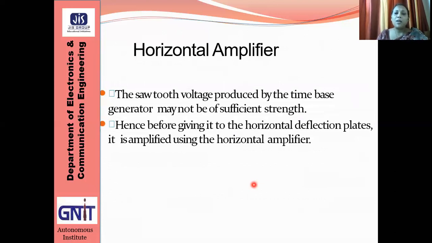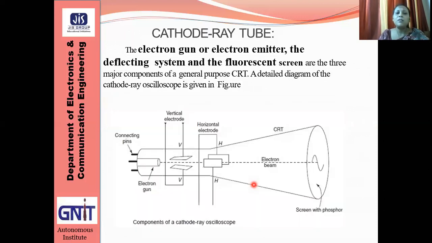The next is the horizontal amplifier. The sawtooth voltage produced by the time-base generator may not be of sufficient strength. So it should be amplified before putting it to the horizontal plate. Hence, before giving it to the horizontal deflection plates, it is amplified using the horizontal amplifier. So moving to our next section.